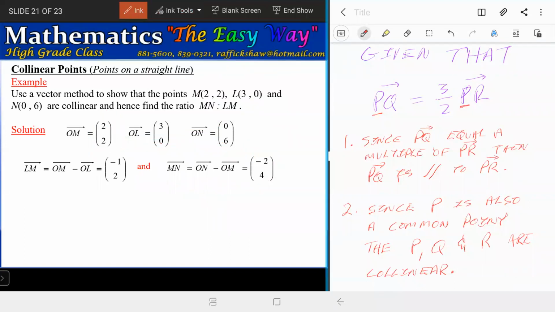And clearly you can see that this one is twice this one. So therefore MN is 2 times LM.